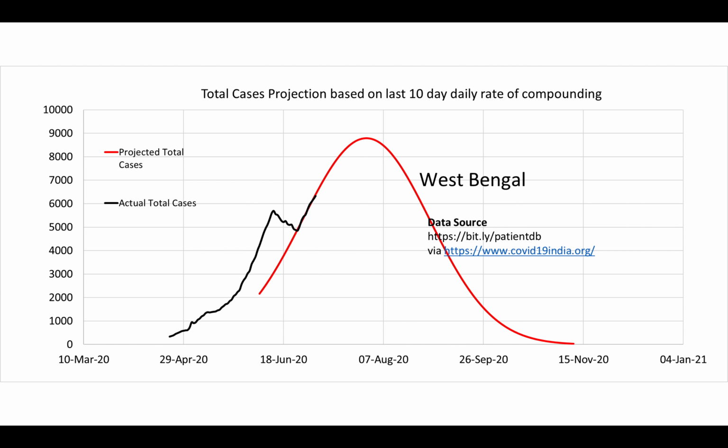This is West Bengal again, another problematic state. I think the number of cases fell down and then it started moving up. So clearly that's some problem. They're still some way away from anywhere near peaking, and again the projection is not quite reliable.